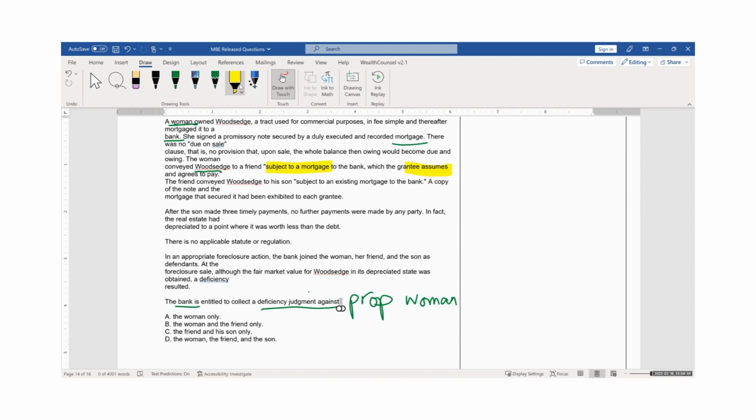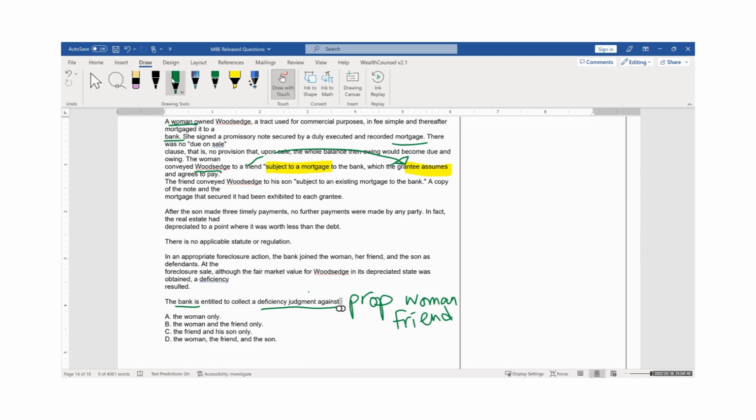When you're taking subject to a mortgage, normally you wouldn't be responsible for the mortgage, but in this context here, it's saying the friend takes subject to the mortgage, which the grantee, meaning the friend, assumes and agrees to pay. So that's the more important aspect of it, is the friend, the grantee, assumes the mortgage, which means that the friend is also responsible for that mortgage and any deficiencies from that mortgage.